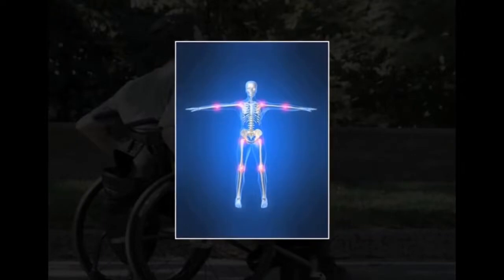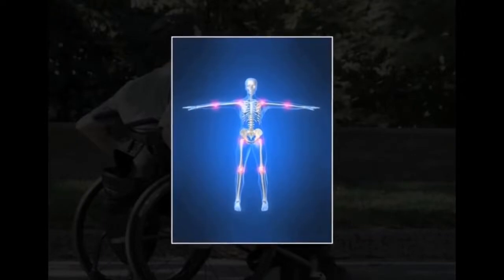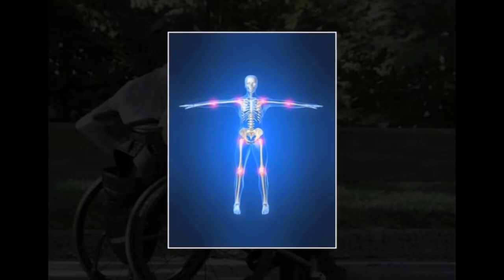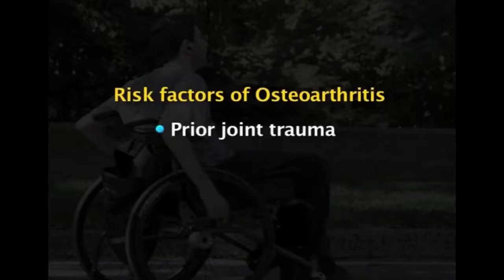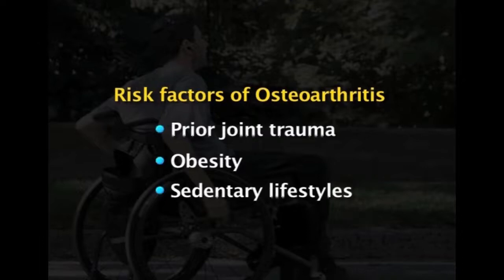The second type of arthritis is osteoarthritis. Osteoarthritis is a common form of arthritis. Today, we can see everyone suffering from this osteoarthritis. It can affect both the large and smaller joints of the body, including the hands, feet, back, hip or knee. The risk factors of osteoarthritis include prior joint trauma, obesity and sedentary lifestyles.